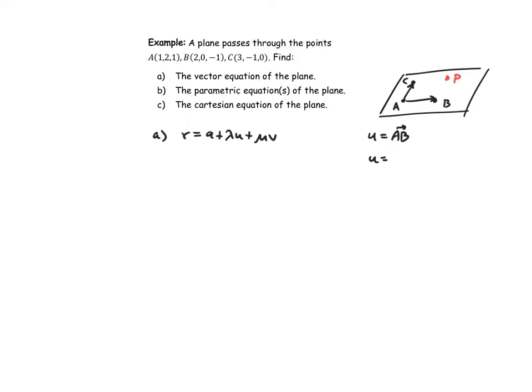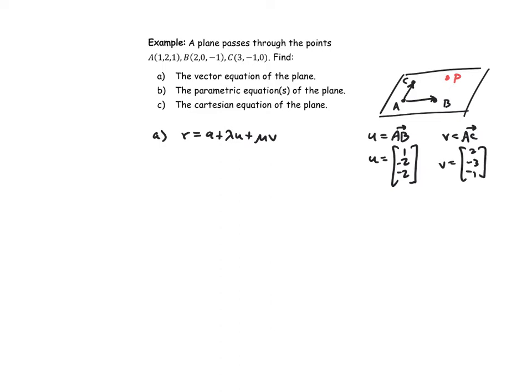Okay, so U will equal, direction from A to B is the points of B minus the points of A. So that'll be a 1, a negative 2, and a negative 2. I took the points of B, which are 2 minus 1, 0 minus 2, negative 1 minus 1, and I get that vector. Okay, V is going to be the vector from A to C. So V will equal a 2, a negative 3, and a negative 1.